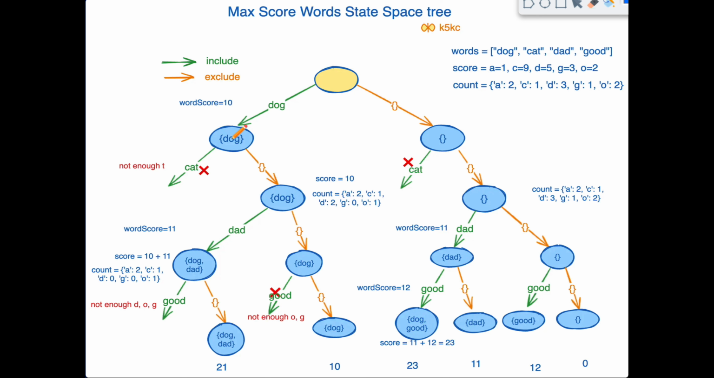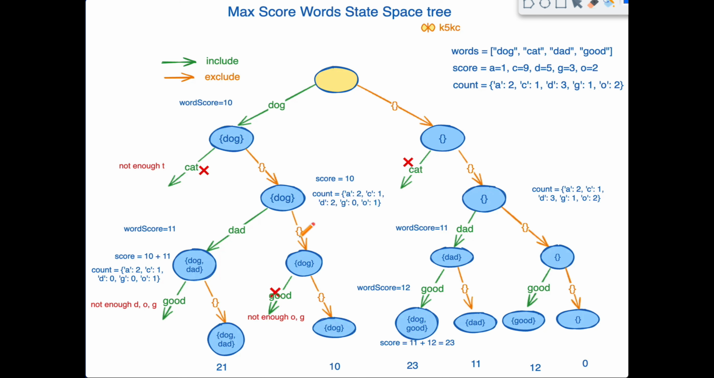So if we include, and by the way, the word score for dog was 10, right? Because score of D is 5 and DOG becomes 5 plus 2 plus 3. So that's why it's 10. Similarly, word score for dad is 11. So now we see, okay, we can actually take dog and dad together. So our score increases to 21.